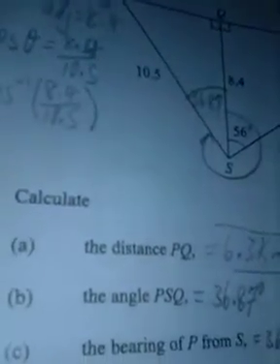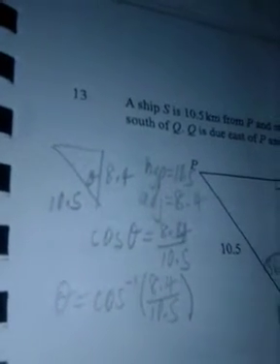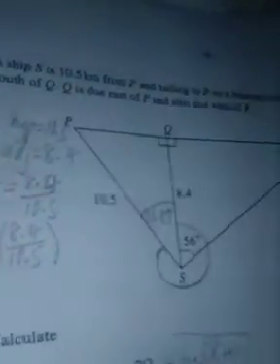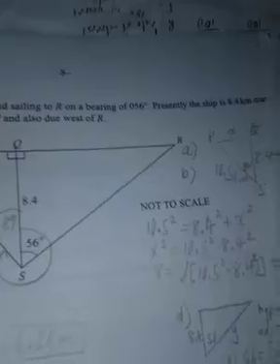See that? The angle PSQ is going to be right here. How do I find that? I redraw the diagram, and I'm going to call that theta. I have the adjacent, and I have the hypotenuse, so I'm going to use cosine. Cosine of the unknown angle is equal to 8.4 over 10.5. Then the unknown angle is the inverse cosine of 8.4 divided by 10.5, and it came up with 36.87 degrees. Okay, you see that?